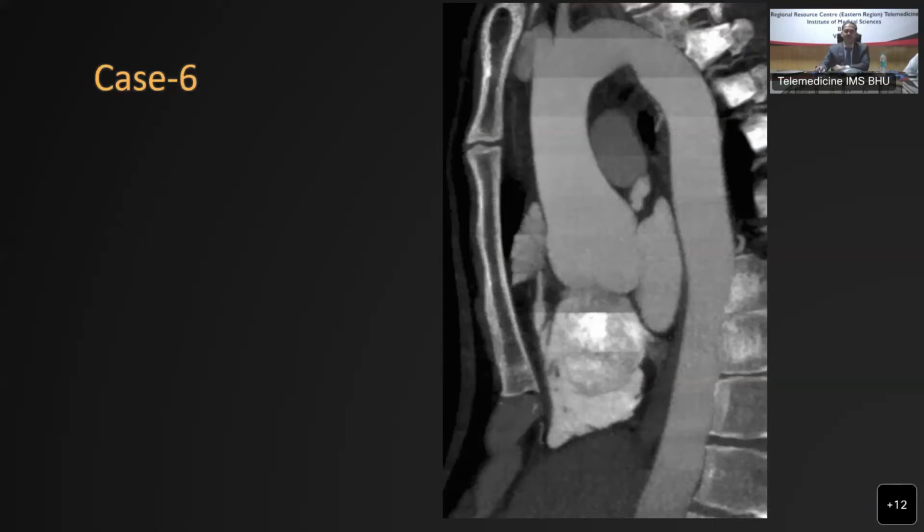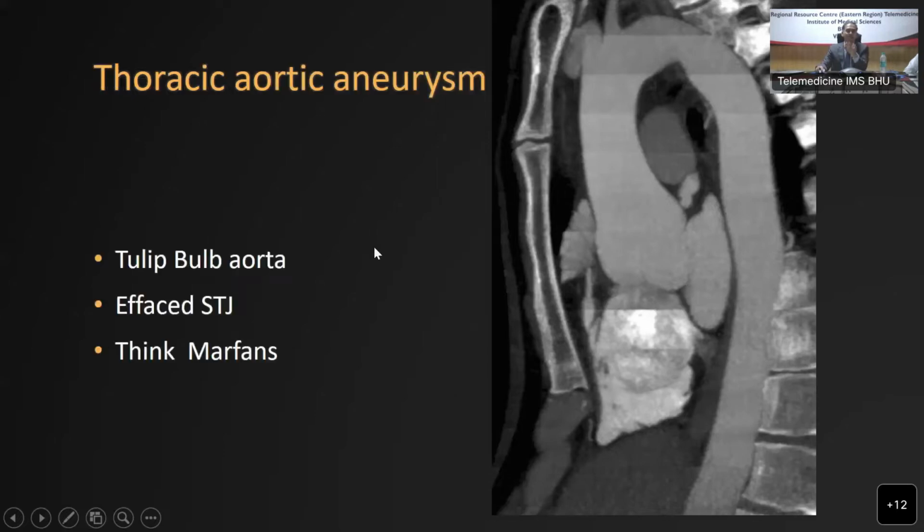All right, this next case is a pretty standard finding that we see commonly in our aortic center. So there is fusiform dilatation of the aortic root, the so-called tulip bulb aorta. When you see tulip bulb aorta, this is the tulip flower, which is basically drooped and upside down. So this is the head of the tulip, this is the tulip bulb, and this is the stem of the tulip flower. So when you see tulip bulb aorta, always think of Marfan's.